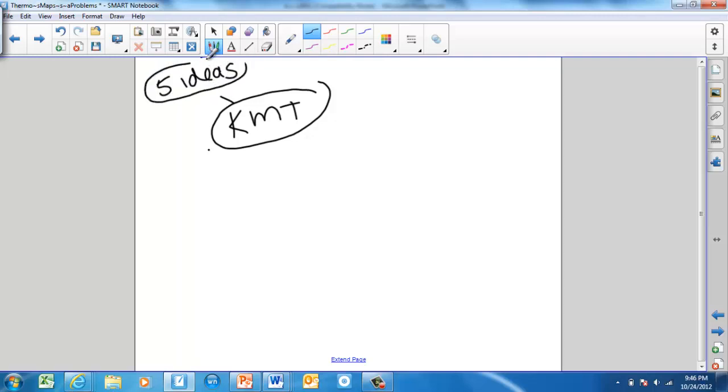This relates to the fact that gas particles are very far apart, the collisions are elastic, the particles are in constant, continuous, rapid, random motion, as well as the fact that there are no forces of attraction, and the last one, which is the fact that kinetic energy and temperature are directly related.